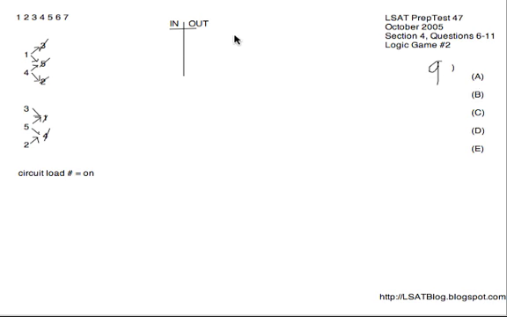Next, number 9, if 6 and 7 were both out. So if 6 and 7 were both out, then of course we have 1, 2, 3, 4, and 5 left to play with, and of course there are conflicts within those guys. Now they're asking us for the maximum circuit load of the panel. Of course it's not going to be 5 because there are conflicts within these guys, so for that reason I'm going to eliminate E off the bat.